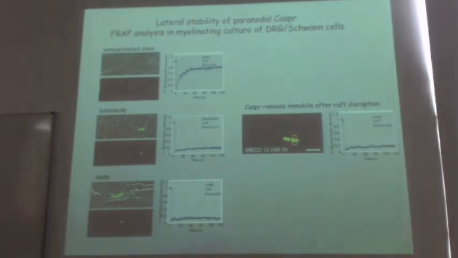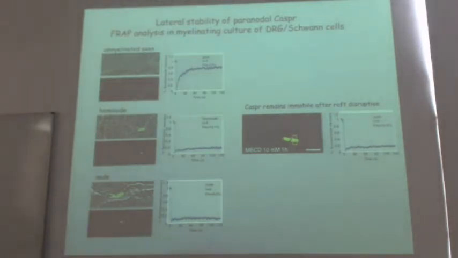So we tested whether raft disruption may induce some alteration of the stability of the complex, but it is not the case. When the cell culture was treated with methyl beta cyclodextrin, which disrupts rafts, which trap cholesterol, as you can see, the paranodal junction components remained completely immobile at that time also.